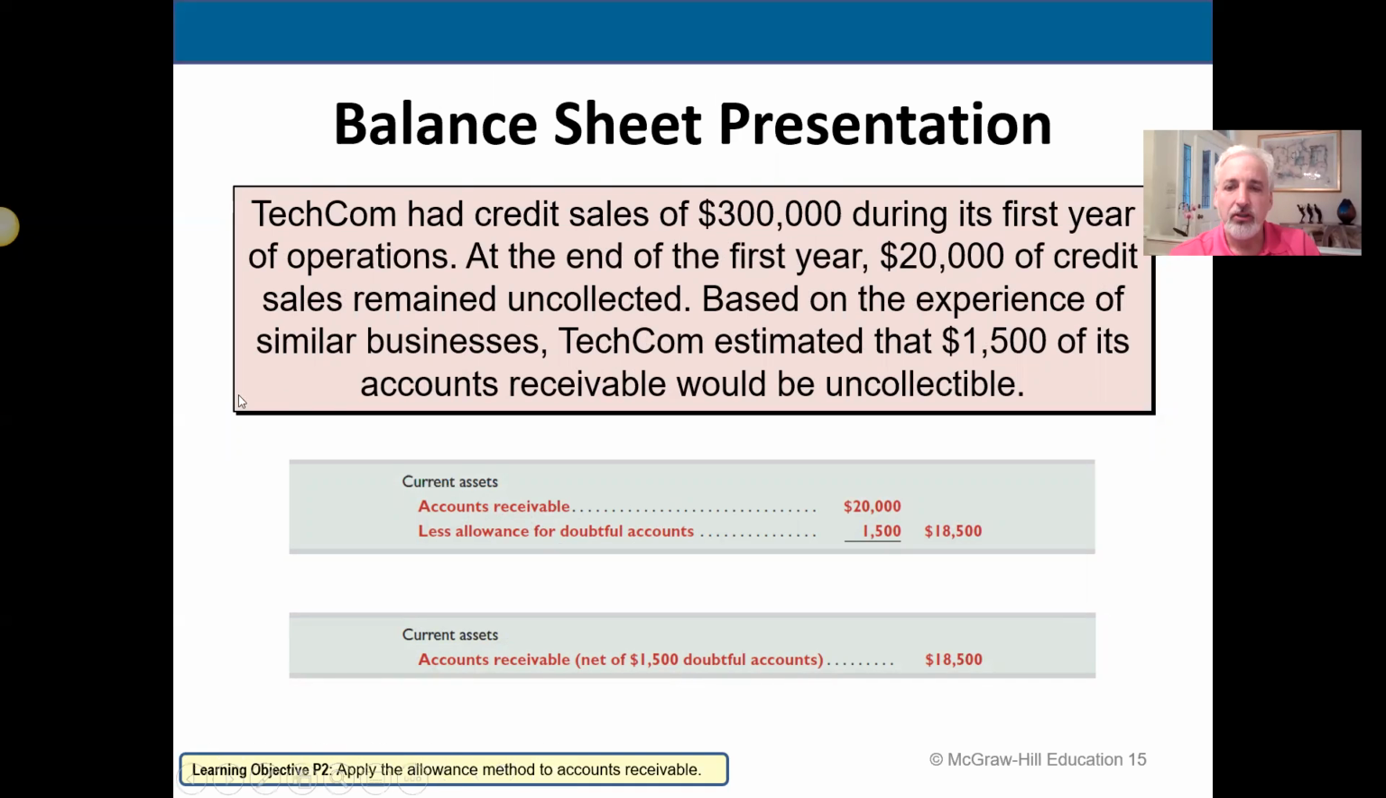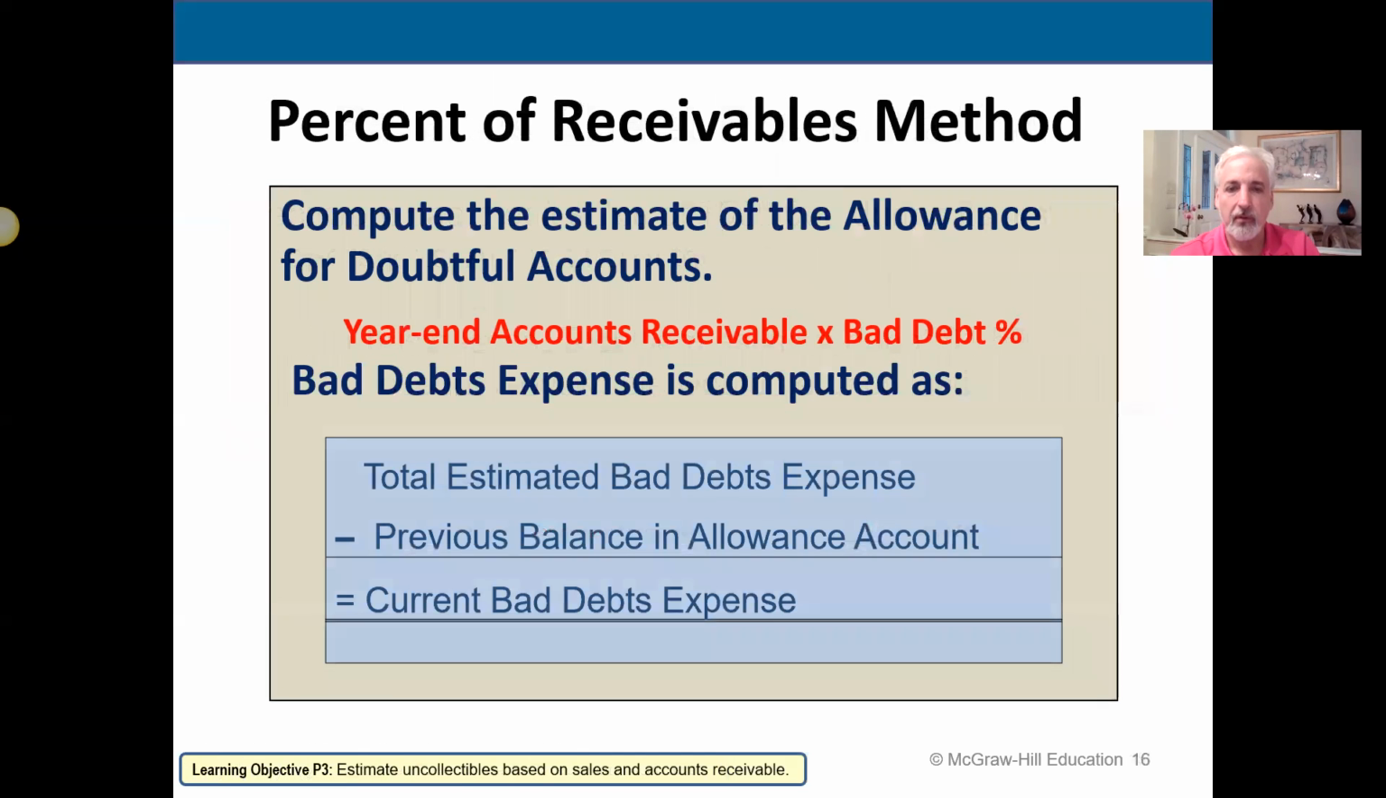So balance sheet presentation, I'm going to go ahead and have the current assets, receivables, less the allowance for doubtful accounts. And what you usually see on the balance sheet, you just see the 18.5 number. You might see the allowance in the notes to financial statements. But the bottom line is you're going to see that net of the allowance in your accounts. So that's here: receivables, net of 1,500 allowance for doubtful accounts.